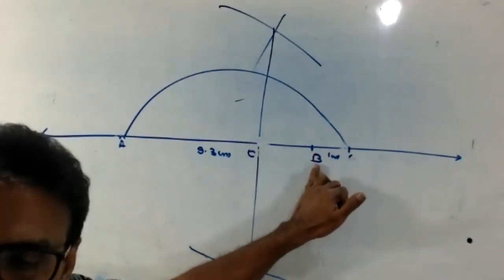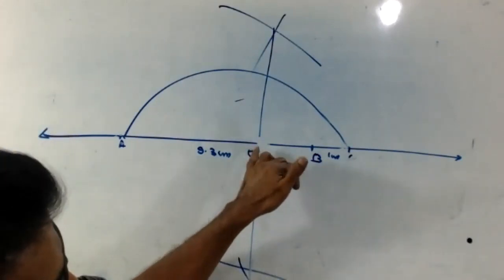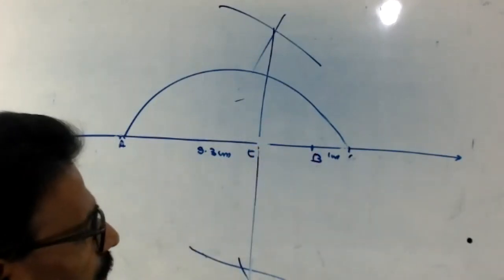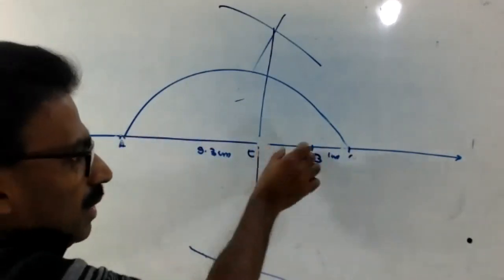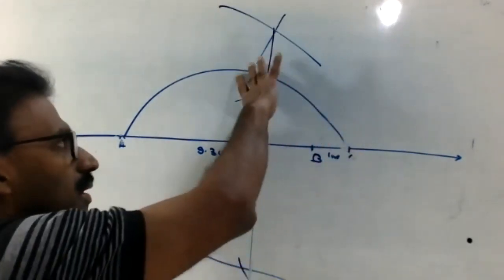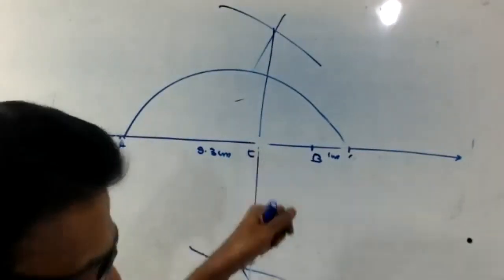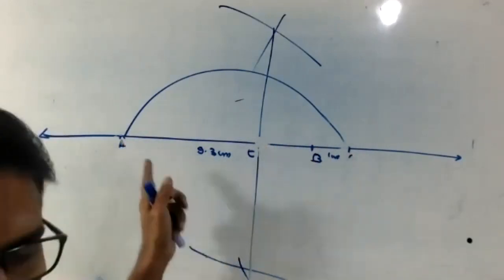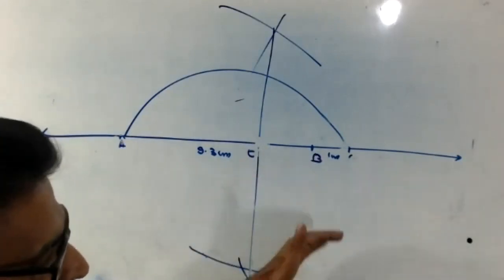Last step is what? O as center, OC equal to OA. That means still keep the compass here like this. This length, a big semicircle. O as center, you increase the width of the compass till it reaches C. OC equal to OA. Draw a semicircle.